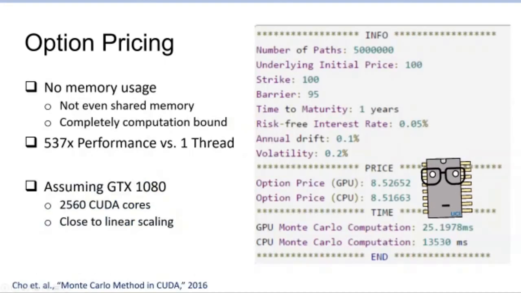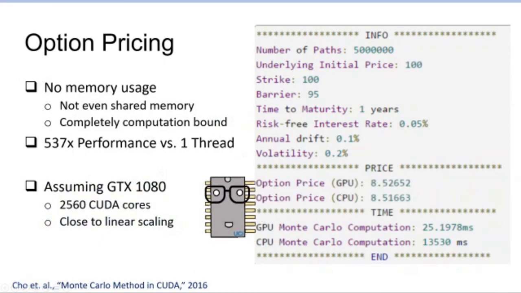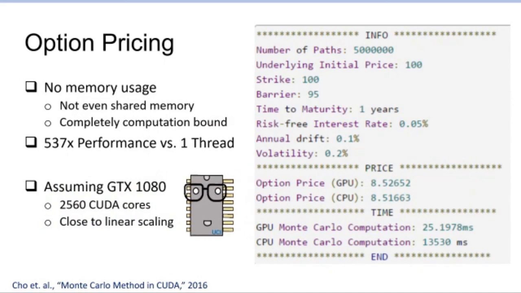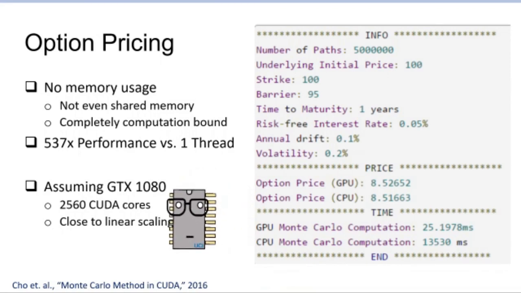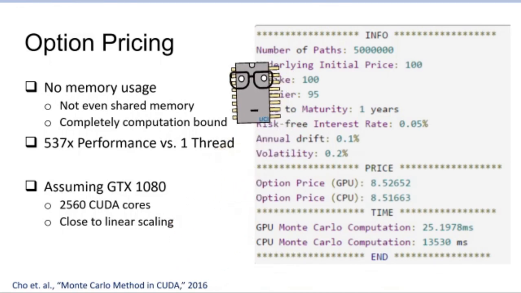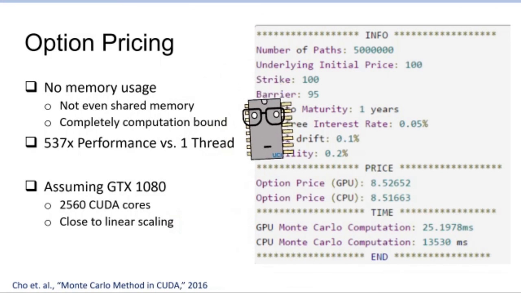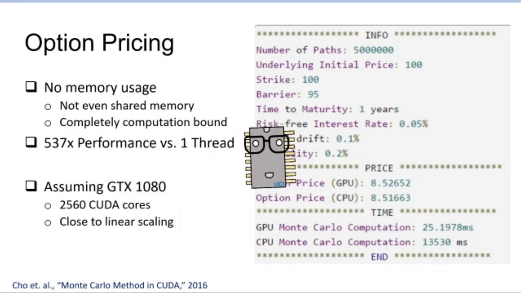I haven't been able to evaluate this on my own yet, partially because I haven't run the code on the local machine. I just have these numbers from a paper that someone wrote. This was back in 2016, so assuming they were using the GTX 1080, which was one of the better GPUs at the time, with 2,500 CUDA cores, there's no memory usage, not even shared memory, completely computation bound, no synchronization, no memory accesses, no nothing.